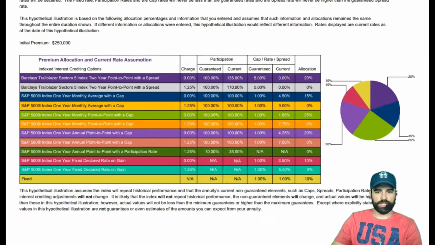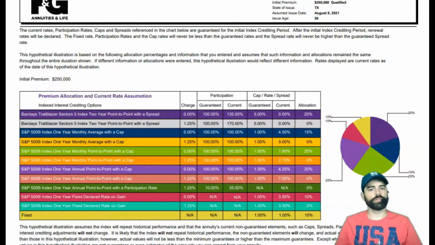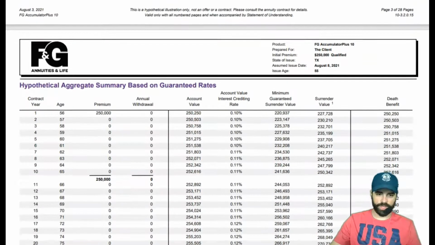The policy, this page right here, page 3, shows the strategies, what they are, and what is my allocation. Okay, so we got the little pie graph that shows here's all the allocations where they're at. So when you're explaining this to the client, you say, hey, this is the Barclays 2-year point-to-point with a spread. The current participation is 135. That current spread is 0. Okay, 20% there. What does that mean? Blah, blah, blah. And you explain it. Okay, we're going to keep going down.